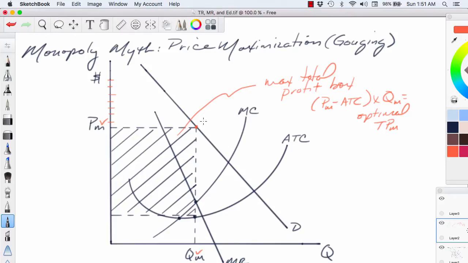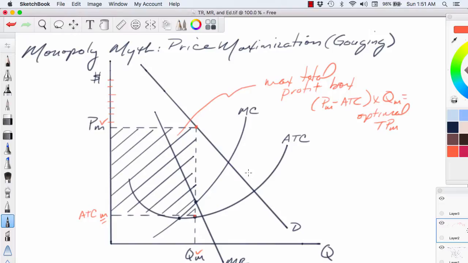Notice again that price is always taken off of the demand curve and ATC is always taken off of the ATC curve. So this is the average total cost at the profit maximizing price. Notice also that that is not the minimum of the average total cost curve. That point is at Qmax, and that's why we label it with a sub M.